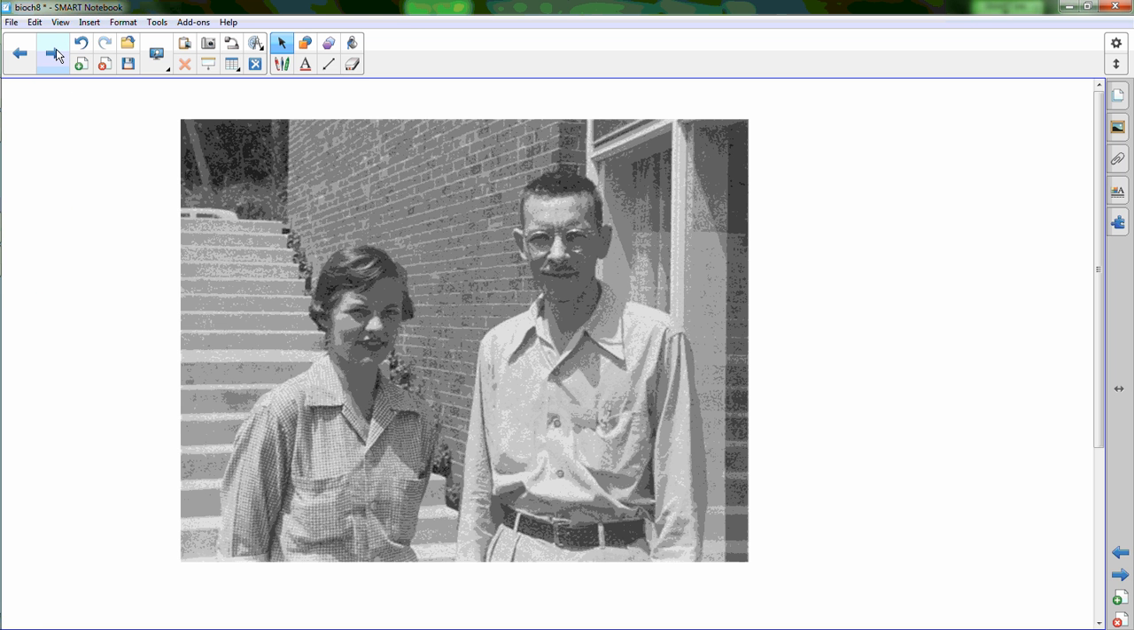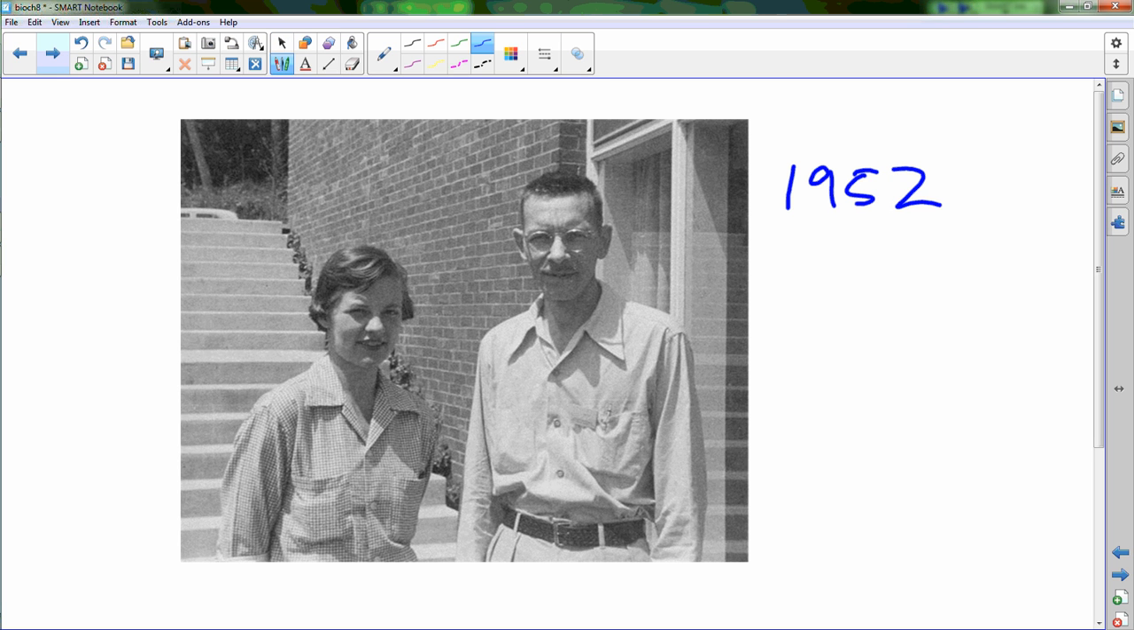Let's see, I gotta look here to make sure I get these people's names right. This is Alfred Hershey and then Martha Chase. And in 1952, they performed an experiment to really definitively lock down nucleic acids as being carriers of genes. So Hershey and Chase.